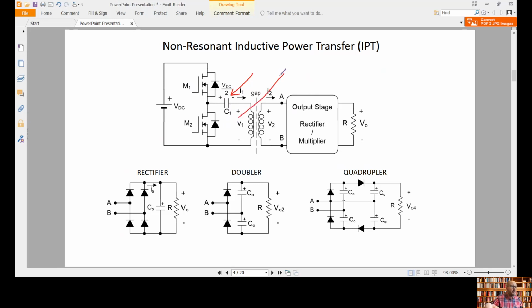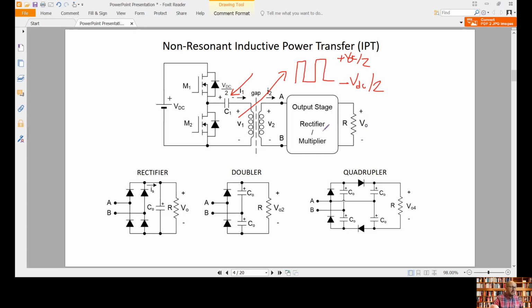So here V1 is going to be a square waveform, okay, with maximum value of plus VDC divided by 2 and a minimum value of minus VDC divided by 2. Okay. So here we are applying directly the square waveform to the IPT system. And then same thing at the output. We don't use a resonance at the output. We use a secondary stage in order to generate the DC voltage at the output.